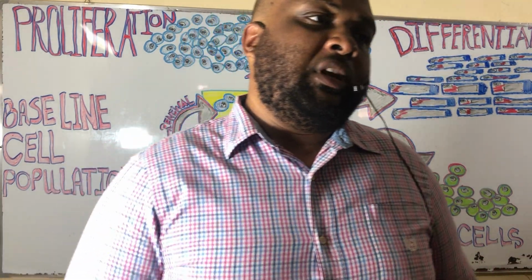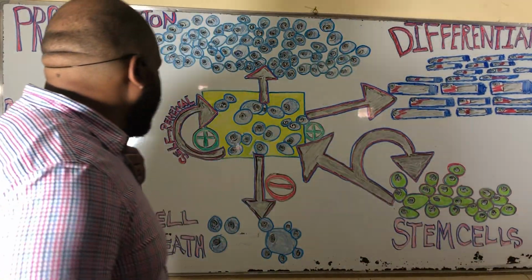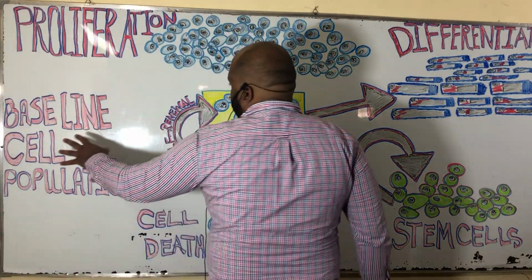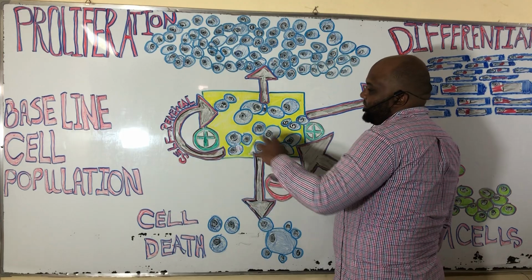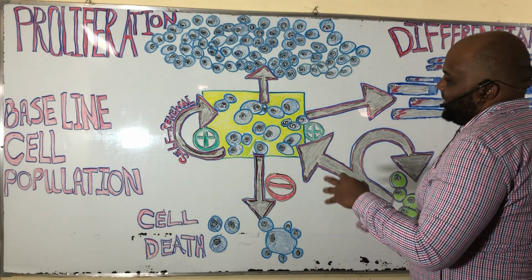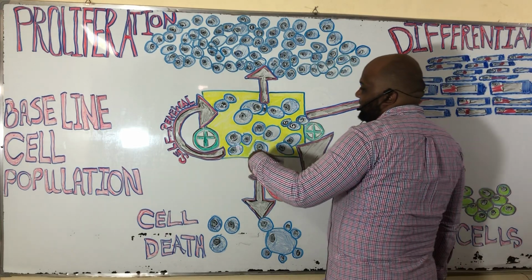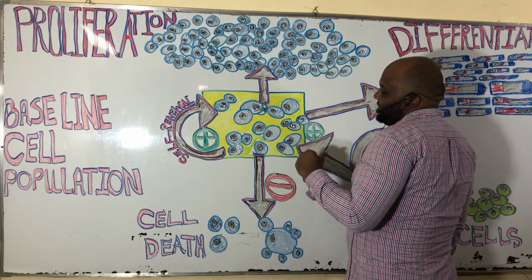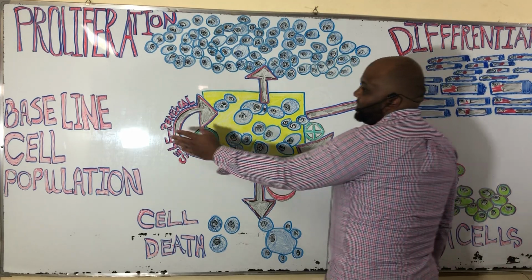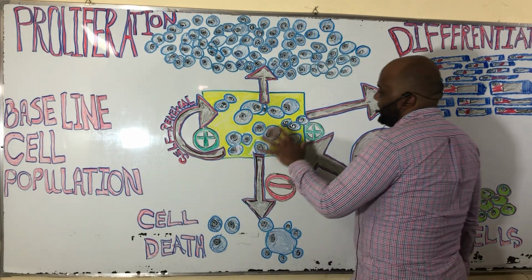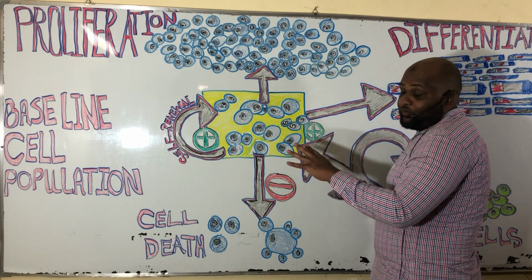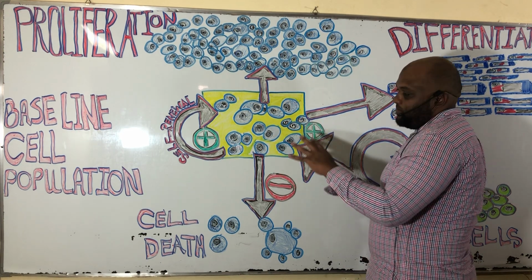So now let's just look at the diagram. This here in yellow we have our baseline cell population, and I put a positive sign, meaning there's an increase in the number of cells. So these cells here in yellow are known as the baseline cell population. We have a known number of cells that comprise the baseline cell population.